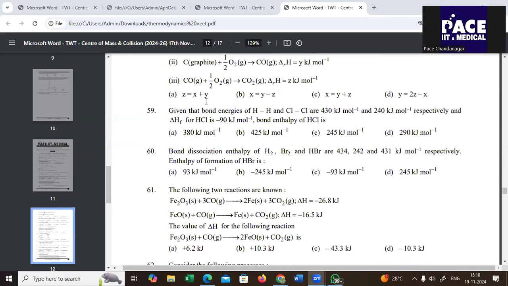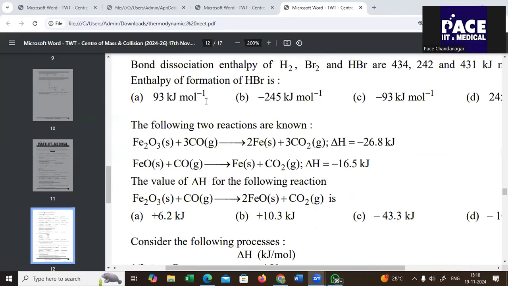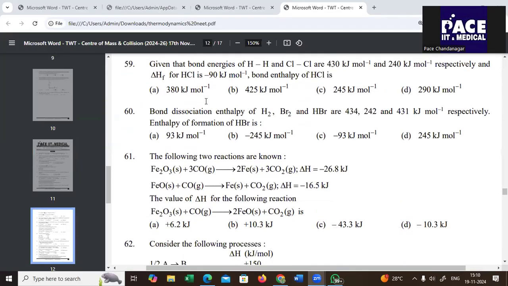Question 59. Given that bond energies are given to you here, hydrogen, chlorine, and 430 and all. These are the things given to us. Find the bond enthalpy of HCl. What do we mean by that? HCl is formed from H2 plus Cl2 in its elemental state. So balance it also, half of this and half of this, since it is only HCl, so half of this plus half of this.